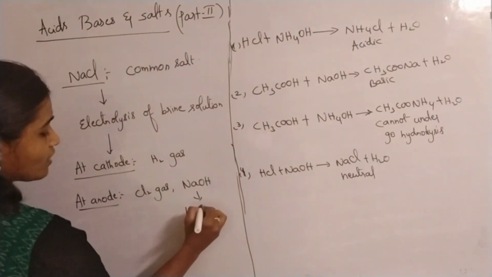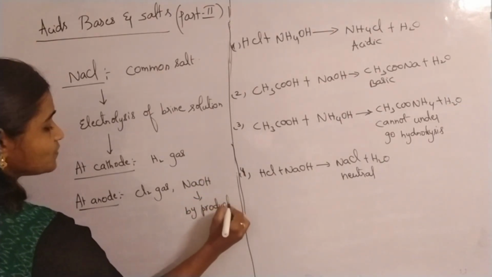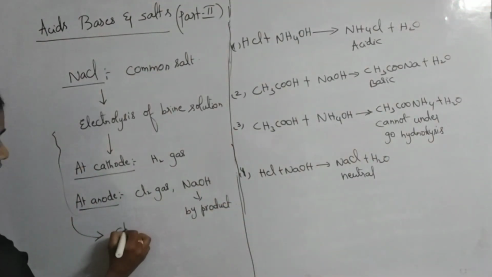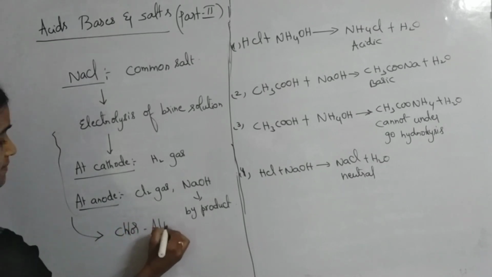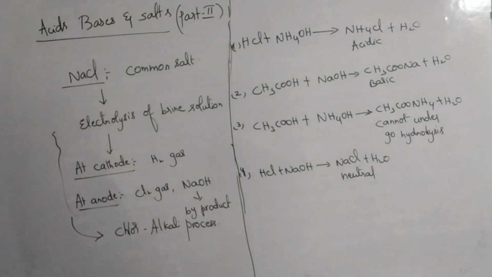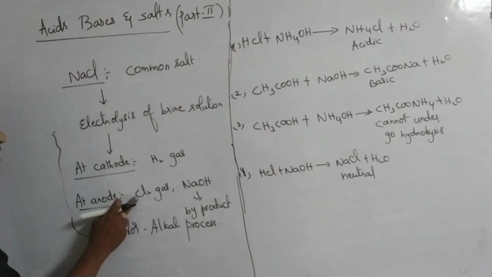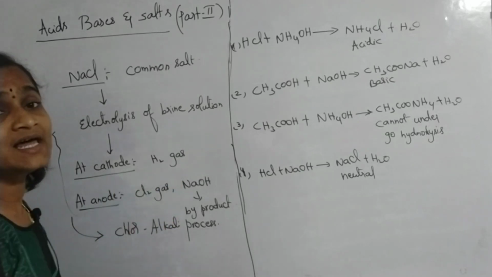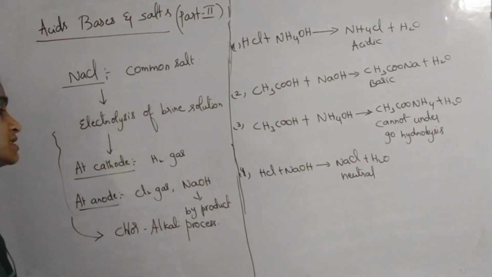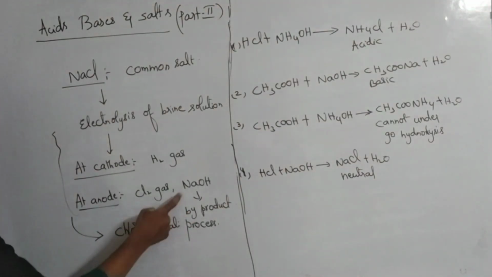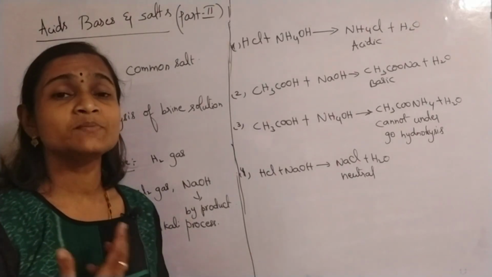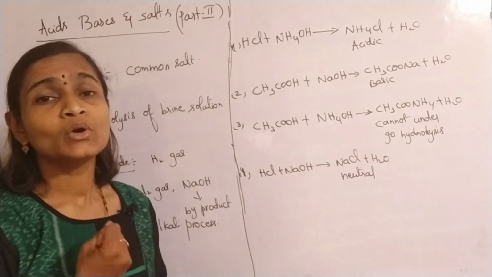And you will be getting a byproduct of NaOH. This process you call the chlor-alkali process. Why is it called so? Because chlorine is released and one alkali substance, that is NaOH, is also released during this process. So that's why it is called the chlor-alkali process.